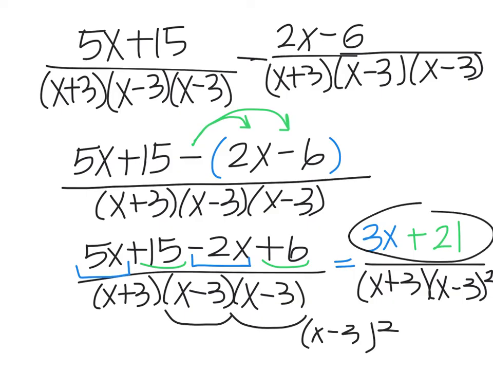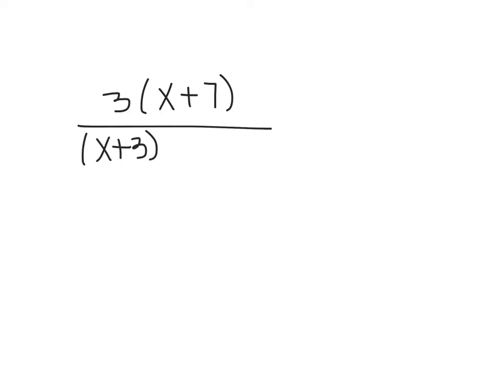This numerator right here is able to be factored. Since there is a common factor of 3, that numerator becomes 3 times. Now 3x divided by 3 leaves us with x, and 21 divided by 3 leaves us with positive 7. Our final answer for this is going to be 3 times x plus 7 over x plus 3, x minus 3, x minus 3.